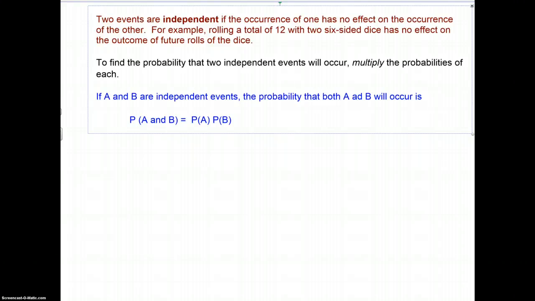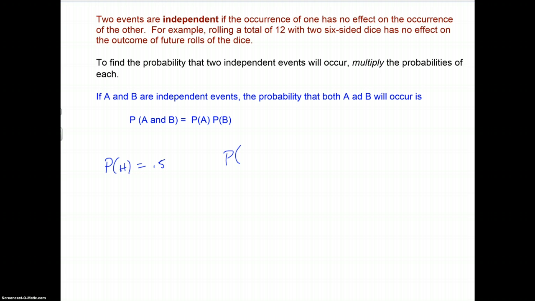Okay? So if we have independent events, and we're interested in finding the probability that two independent events will occur, for example, heads and then heads again, we multiply the probabilities together. So if we're flipping a coin, the probability that it's going to be heads is 0.5, 50-50. The probability that it's going to land on heads and then heads again is going to be 0.5 times 0.5, which is 0.25. So we just multiply the probabilities together.